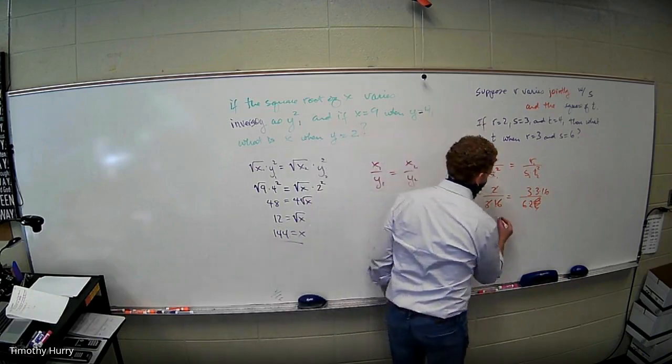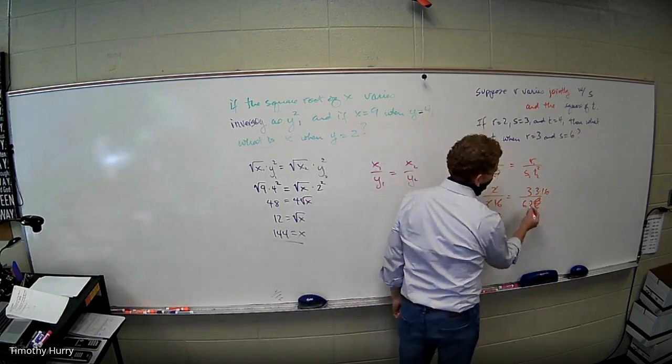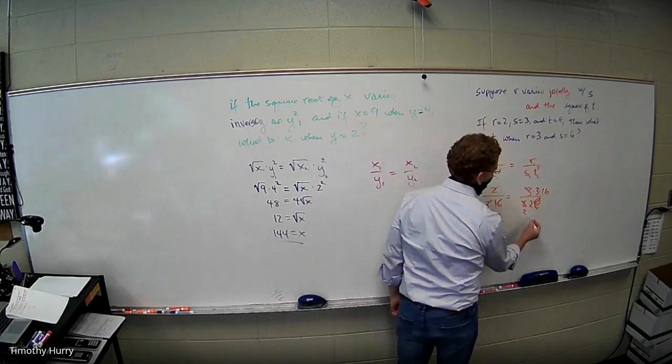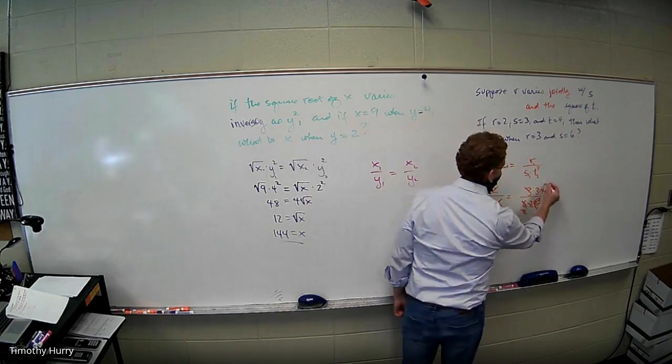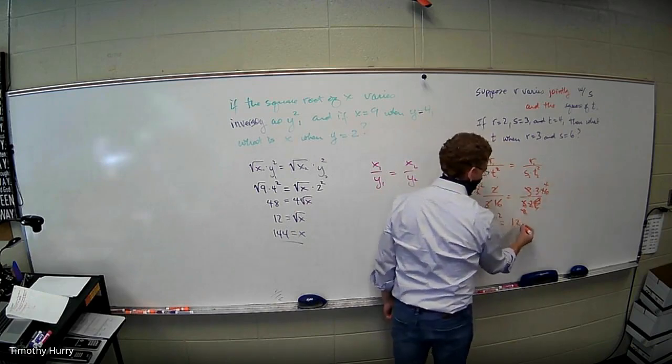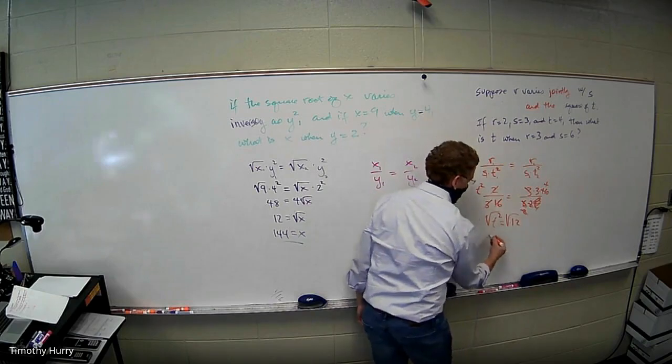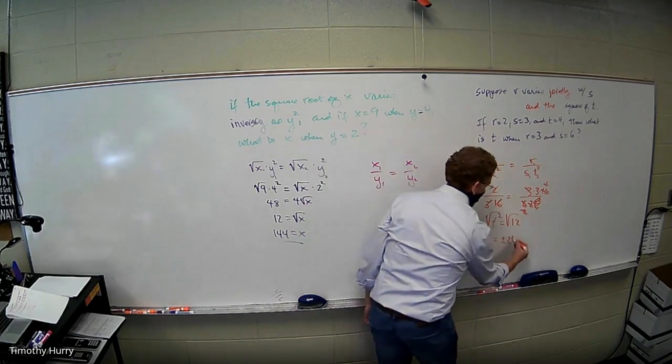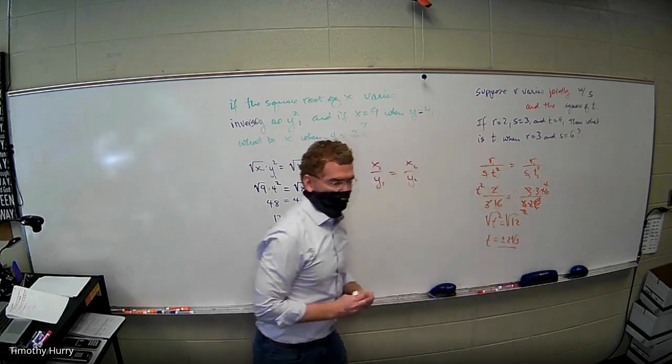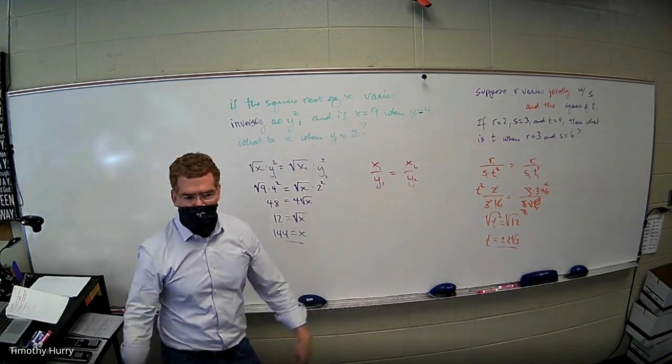So at this point I get t squared equals, a little bit cancels. Actually a lot cancels. And I'm left with 12, 3 times 4. So when I square root both sides at that point, I get t equals plus or minus 2 root 3. Not too bad.